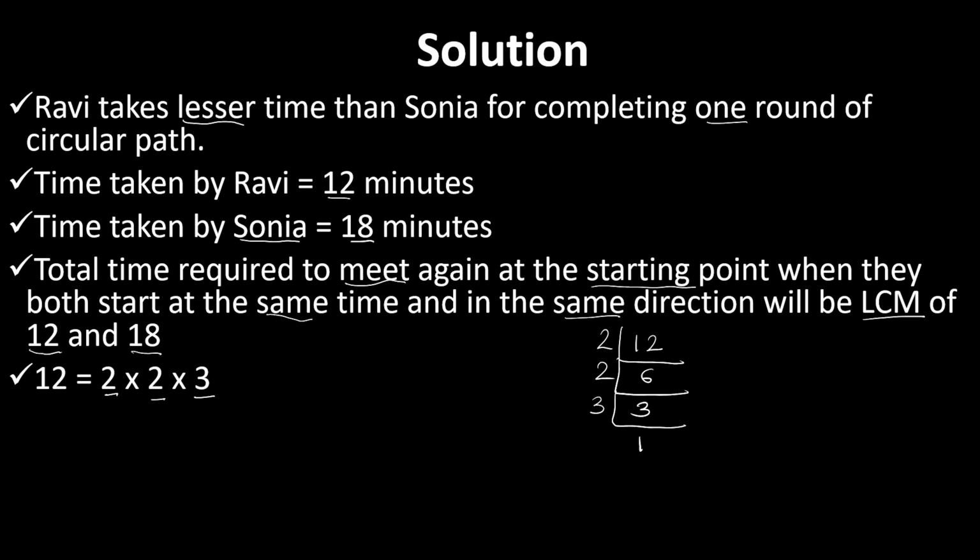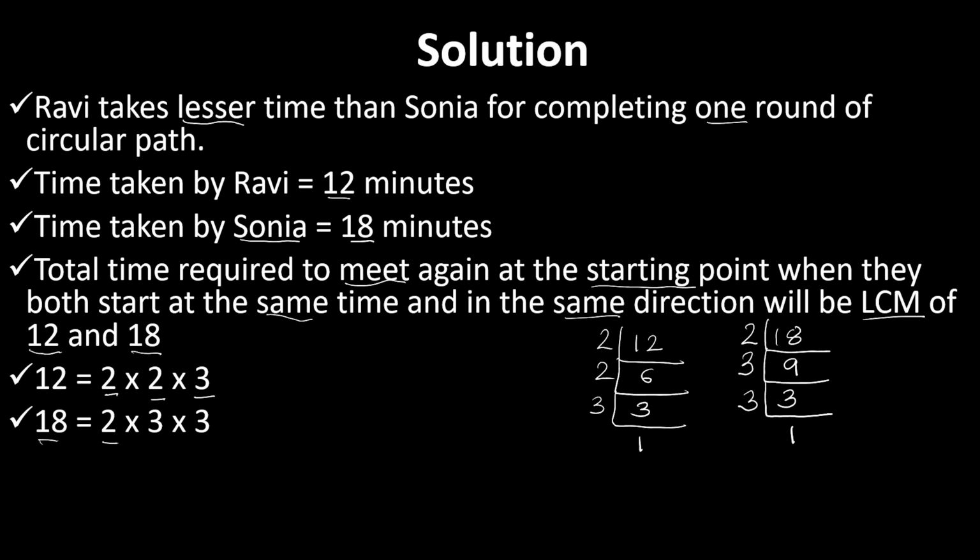Now we will see what about 18. So we will prime factorize 18 also. 18 on dividing by 2, we are going to get 9. Again, 9 is not divisible by 2, so we will divide 9 by 3 and we are going to get 3 as a quotient. Again, dividing 3 by 3 will give us 1. So we can write down 18 is equal to 2 into 3 into 3.